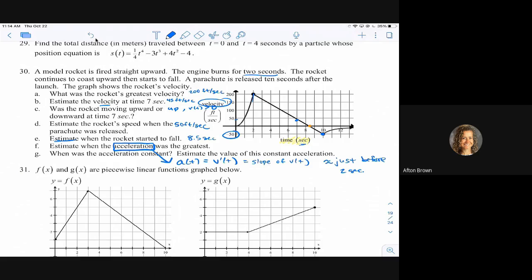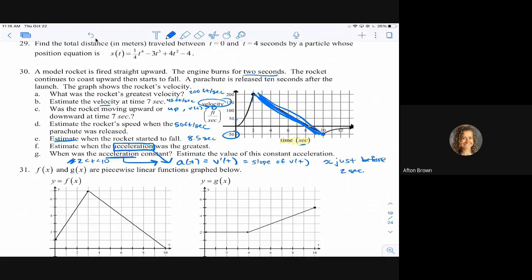Okay, so then the last question, when was the acceleration constant? Again, when you see acceleration, think acceleration is the slope of velocity. So when is the slope of velocity constant? Yeah, Ethan, from 2 to 10. Exactly, from 2 to 10. So this takes us back to what Cameron already found for us. The slope of velocity, the acceleration there, is constant from 2 to 10 seconds.